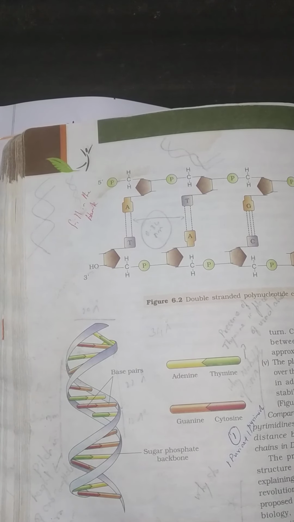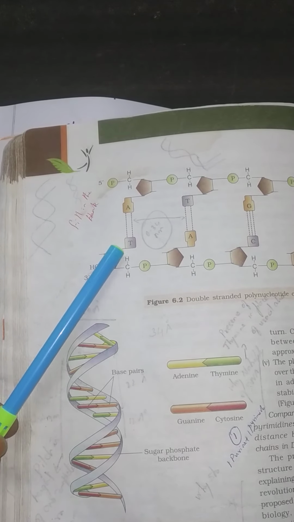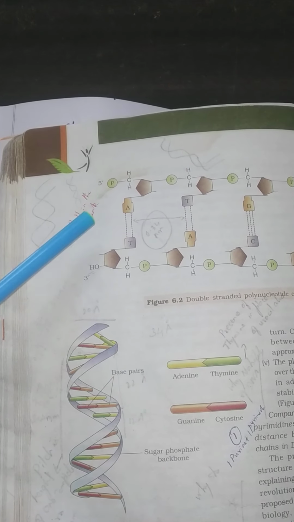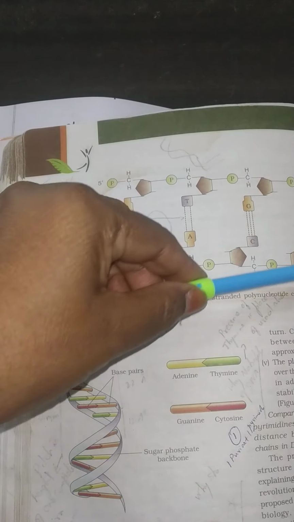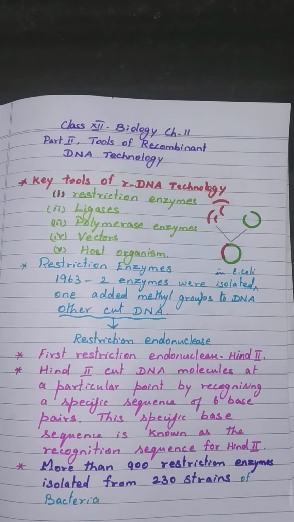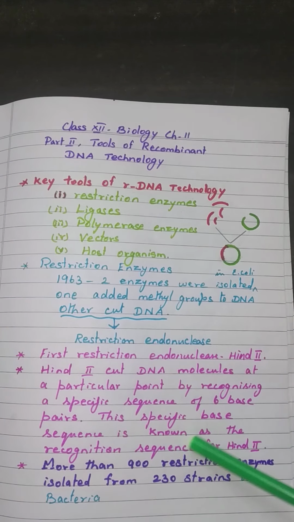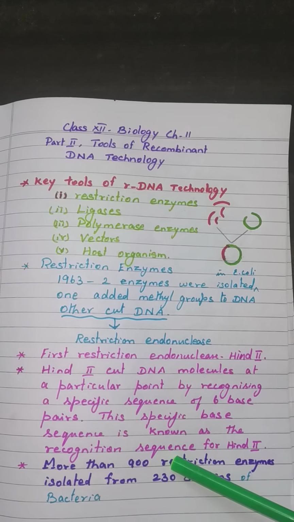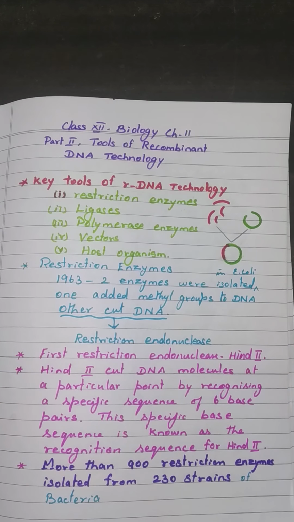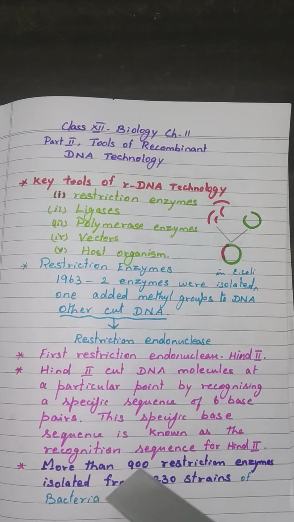This restriction endonuclease selects a 6 base sequence in the DNA molecule. Four bases are shown here. This specific base sequence is known as the recognition sequence for HindII. This 6 base sequence is the recognition sequence for HindII.